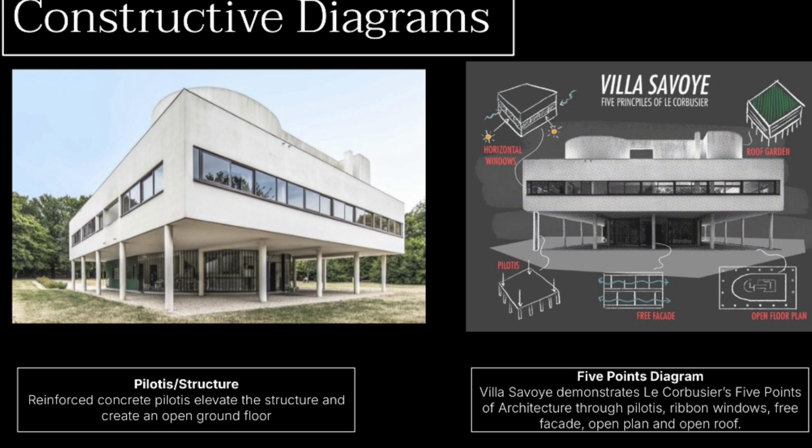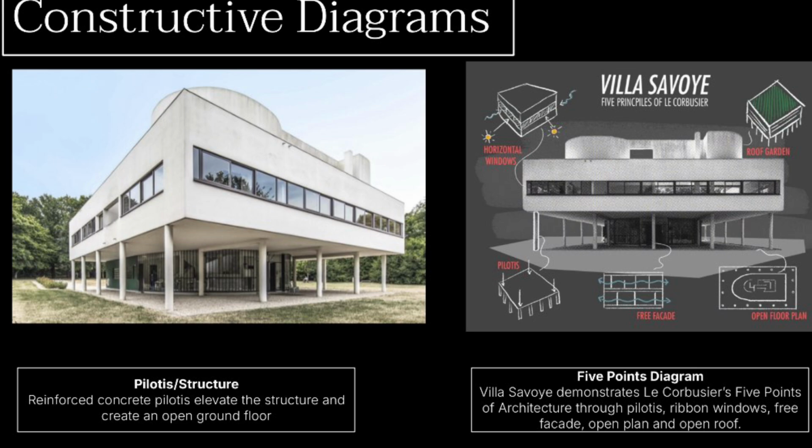The construction system of Villa Savoye reflects Le Corbusier's 5 points of architecture, which became foundational ideas in modernist design. The building uses reinforced concrete pilotis to elevate the structure above the ground and create an open lower level. Because the structural load is carried by columns instead of walls, the facade becomes free and flexible, allowing for ribbon windows and open space organization.